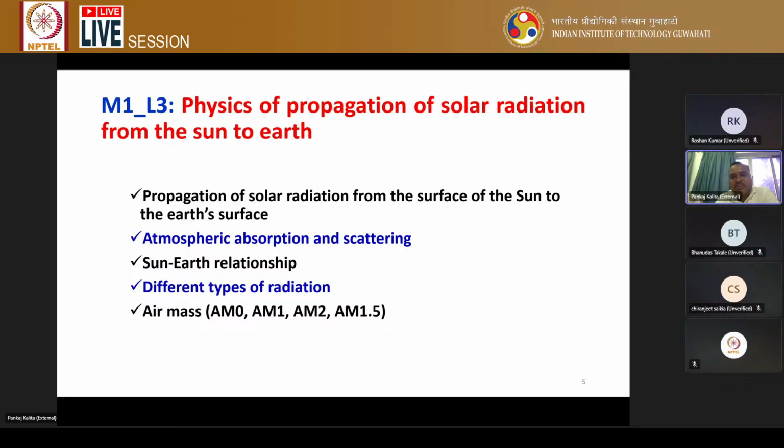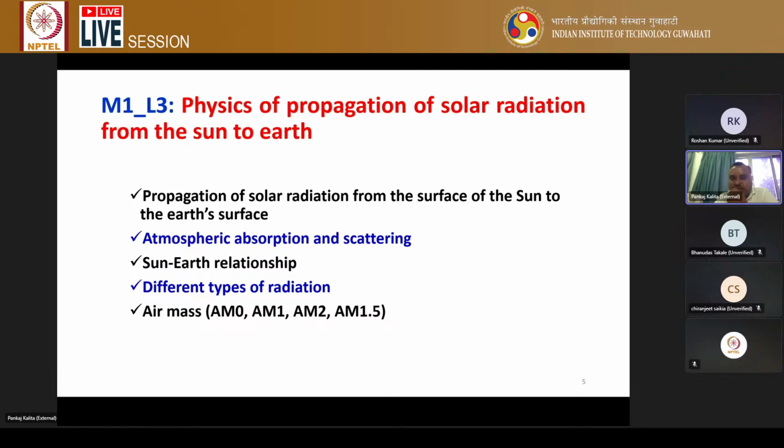This is majorly attenuated due to scattering and absorption. So what are the elements responsible for scattering and what are the elements responsible for absorption? This has been elaborated very precisely. And also how we can classify normal radiation and diffuse radiation. This has been exclusively elaborated in this lecture.